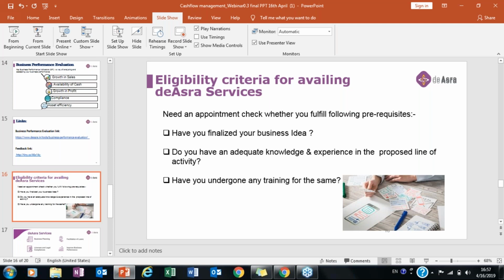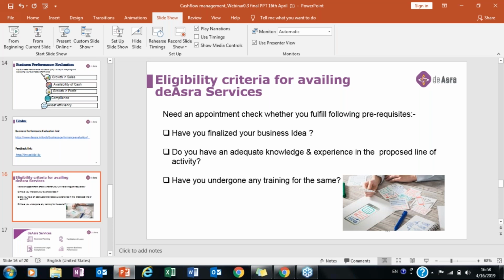Secondly, do you have adequate knowledge and experience in the proposed line of activity? We expect an entrepreneur to have relatively adequate knowledge and experience in the proposed line of activity, which helps you to understand the business in and out. Most businesses are dependent upon the skills of humans. So if you have an adequate amount of knowledge and experience, then we can surely help you.